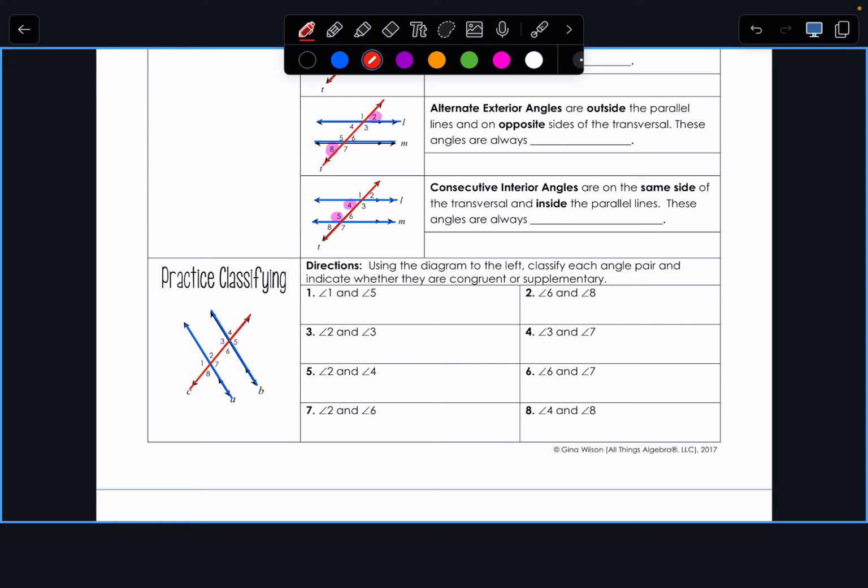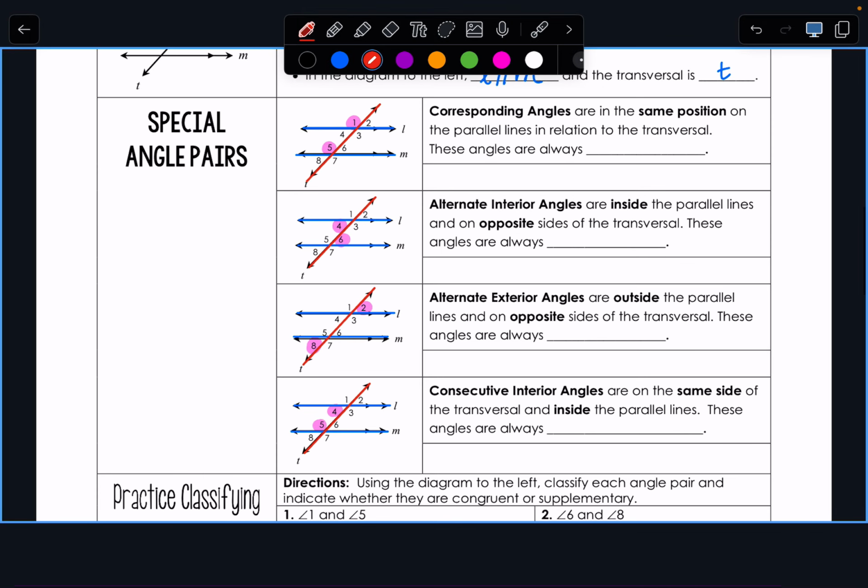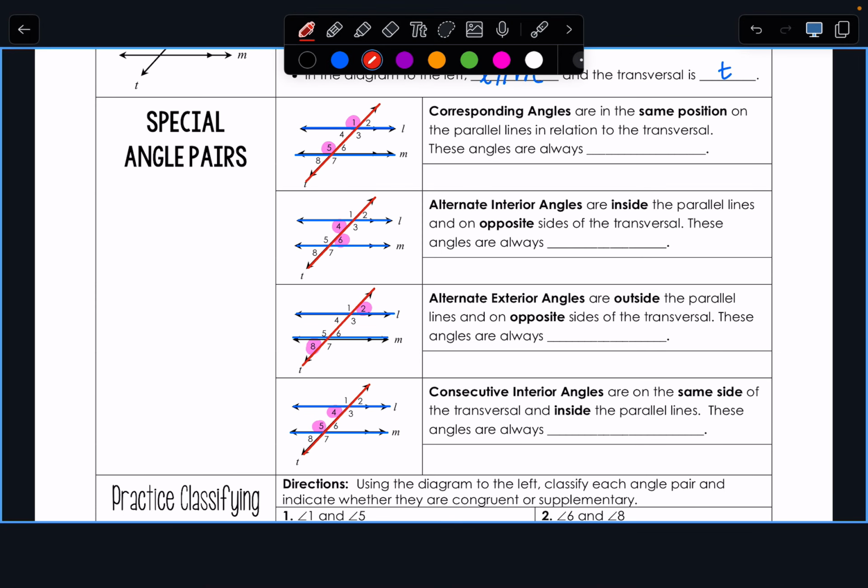We haven't talked about congruent and supplementary, so I just want you to use these 4 words. Are they corresponding? Are they alternate interior? I know in the instructions it says something about congruent and supplementary. We haven't talked about what relationships have which of those things, so I want you to not worry about that yet.